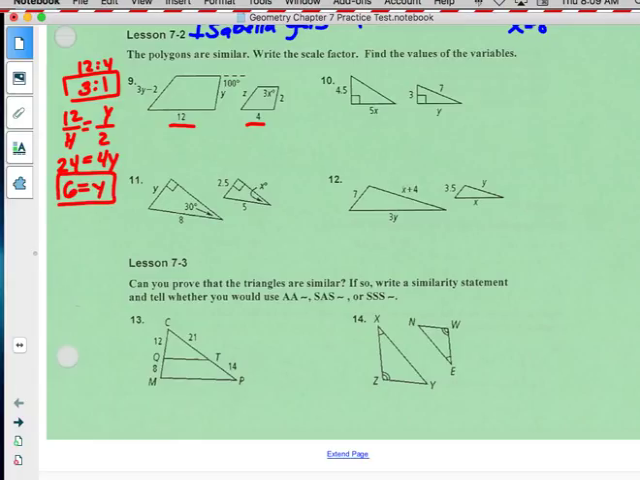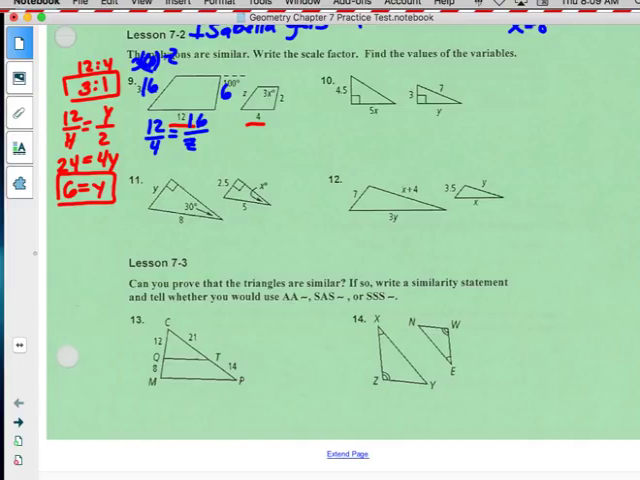And now my last one, now I know y is 6. Since y is 6, this is 18 minus 2, so 3 times 6 minus 2 is going to be 16 there. So now my next one, still I'm going to use 12 to 4 is equal to 16 to z.